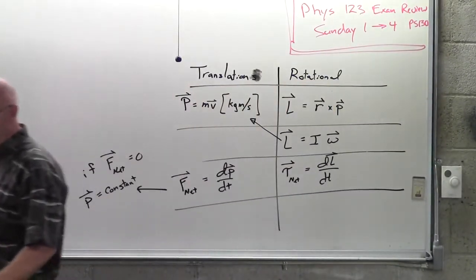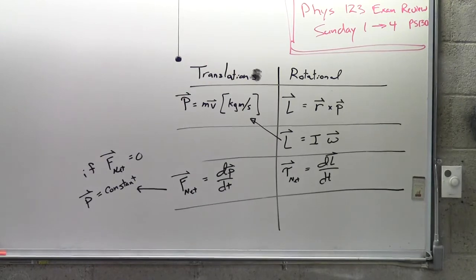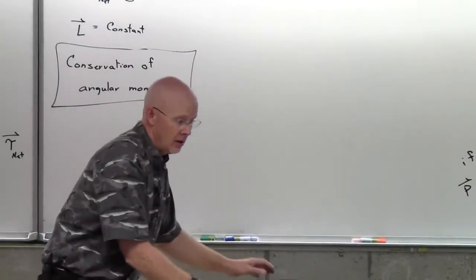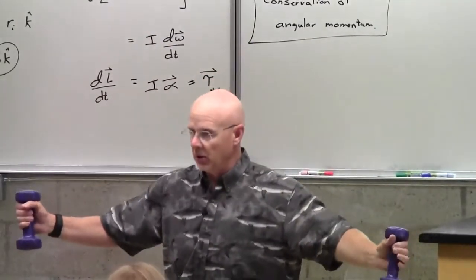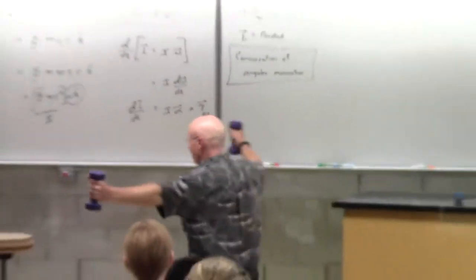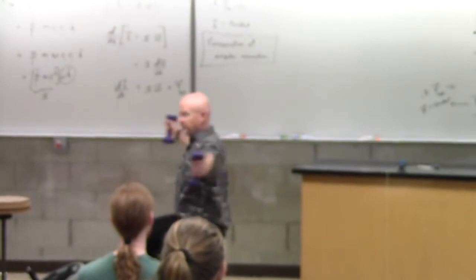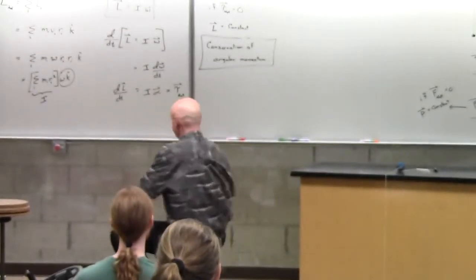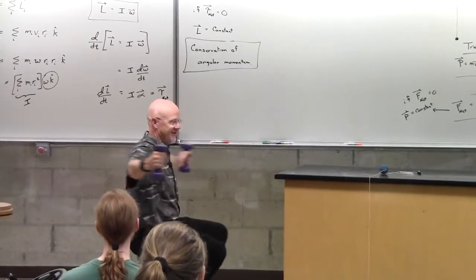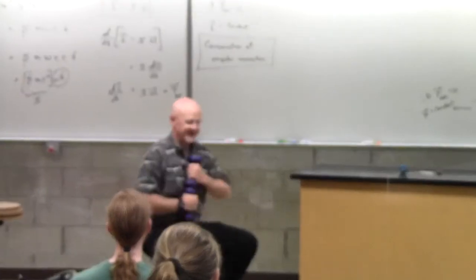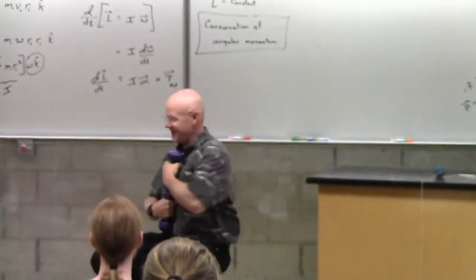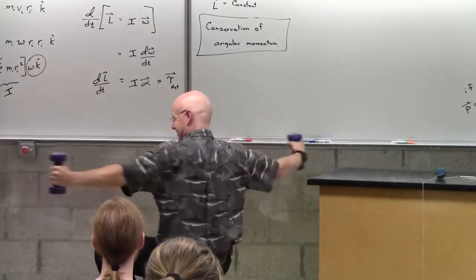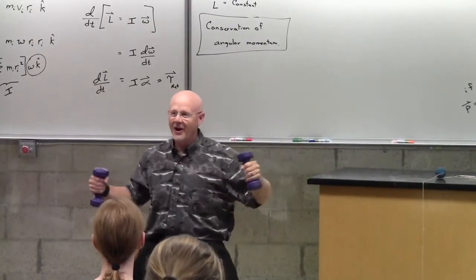What would happen if I were to sit on a stool with some weights and my arms out, and then pull my arms in, or let my arms out, or pull my arms in, let my arms out. Now, clearly you can see my speed change. Why?